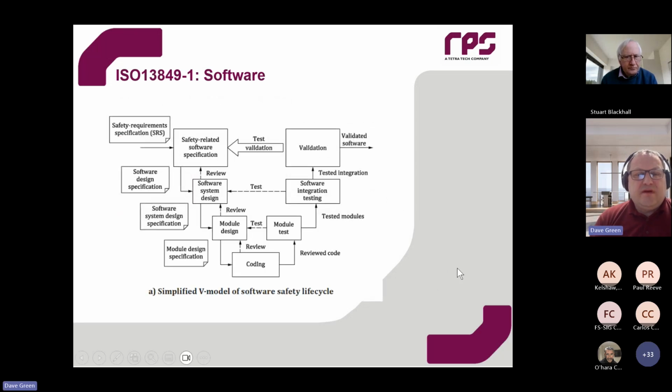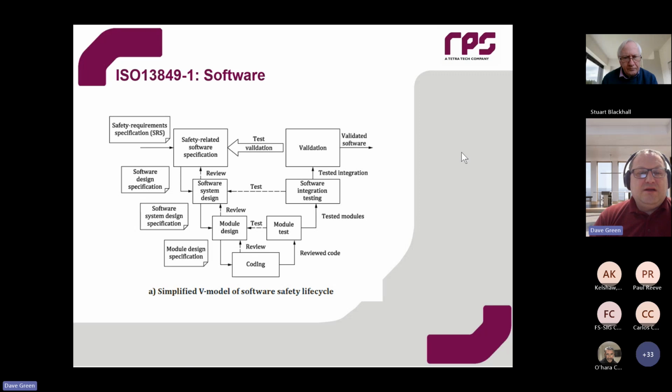So here's our simplified V model. This is for our full variability language for our embedded software. We have our safety related requirements specification, and then we go through design, module design, coding, testing, integrity testing, and validation, and we go back round the circle to check that we've met our requirements in full, and then we end up with a validated software.